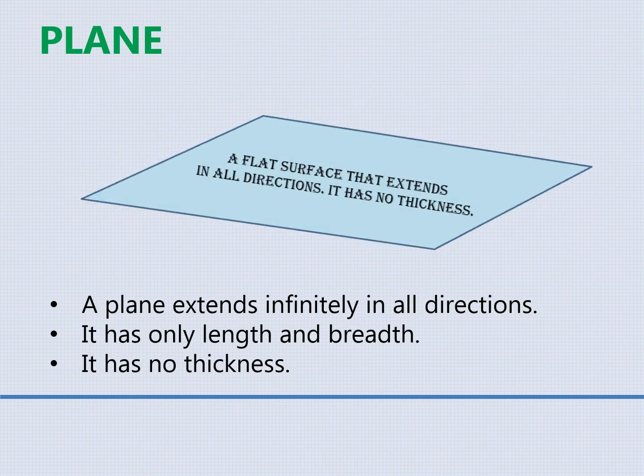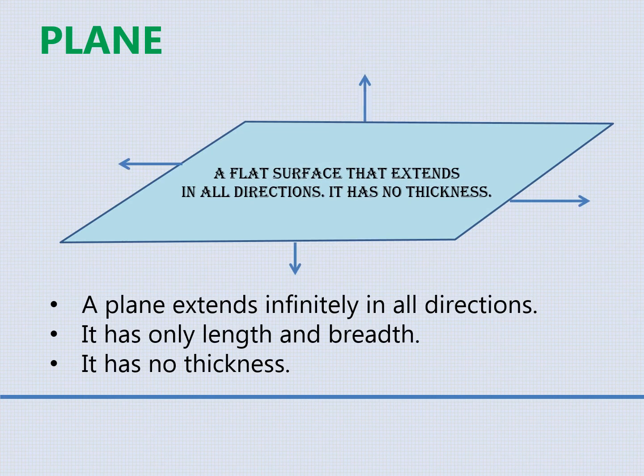So now let us define what a plane is. A plane is a flat surface which extends indefinitely in all directions. Since it is a flat surface, it will have only length and breadth, but it will have no thickness. A plane thus cannot be drawn completely on a paper. In practice, we can only draw a portion of the plane on the paper, and it is represented either by a rectangle or by a parallelogram.